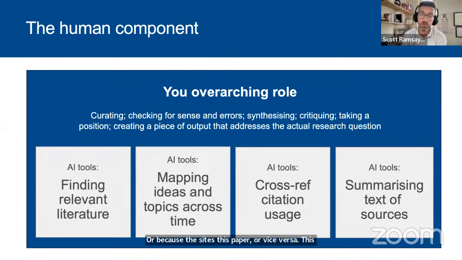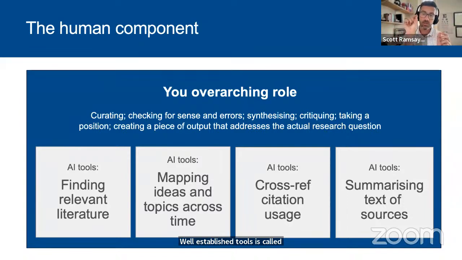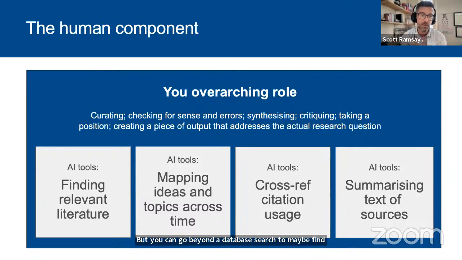And one of the most well-established tools is called Research Rabbit, and it will generate networks where you can see dots that represent lots of articles within a field. And the size of the dot represents how many times it's been cited by the other articles that it's connected to. This is really helpful in going beyond a simple database search, which is an important skill that you absolutely should have. But you can go beyond a database search to maybe find things that your search terms in that database would not have picked up.